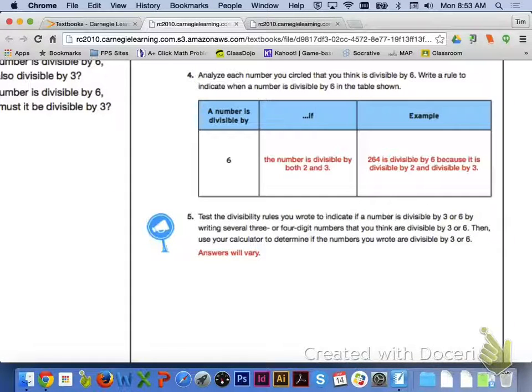A number is going to be divisible by 6 if the number is divisible by both 2 and 3. So an example that we have here is 264. We see that there is a 4 in the ones digit, so we know that it is divisible by 2, and if we add up 2 plus 6 plus 4, we get 12, and we know that 3 can go into 12, so 264 is going to be divisible by 6 because it is divisible by 2 and by 3.